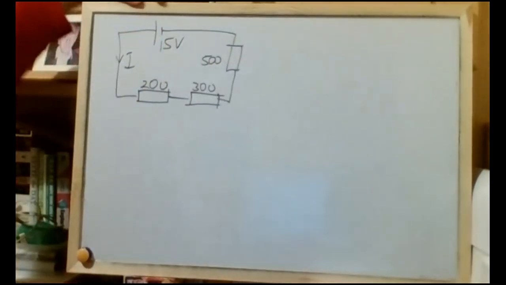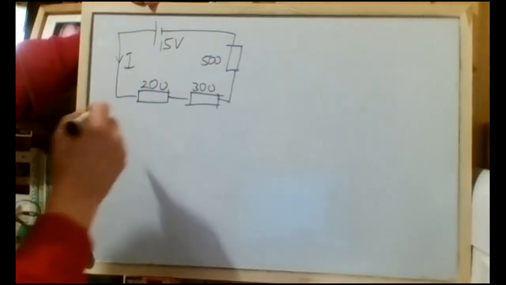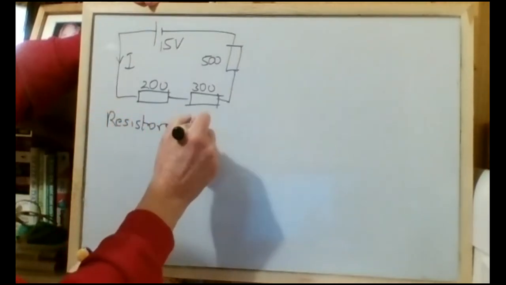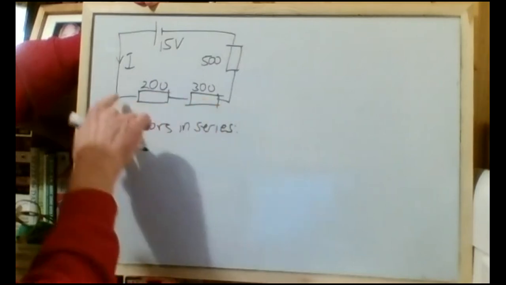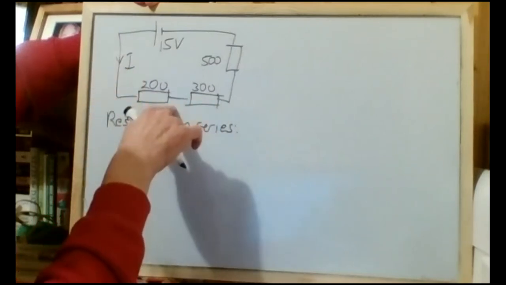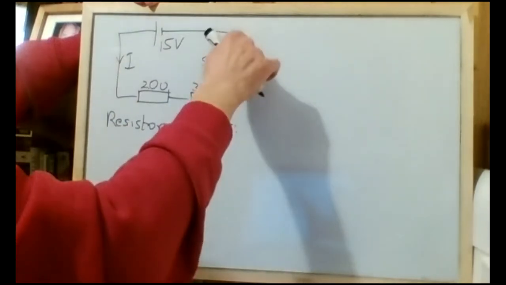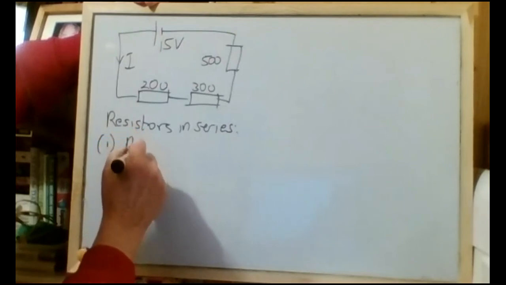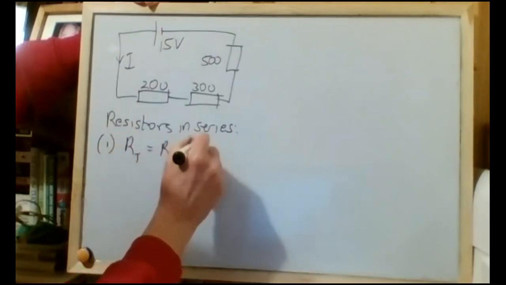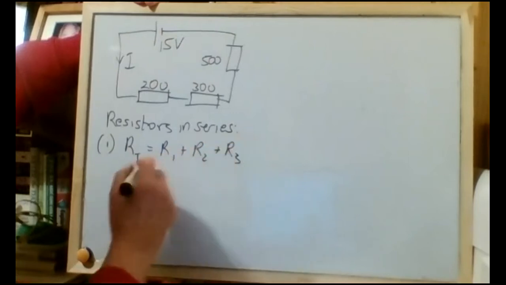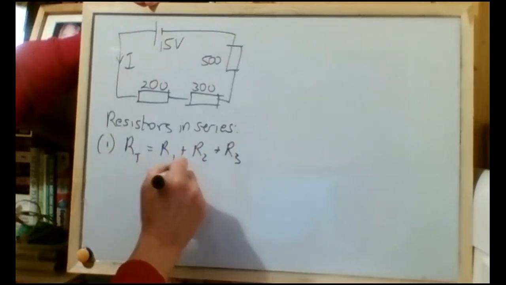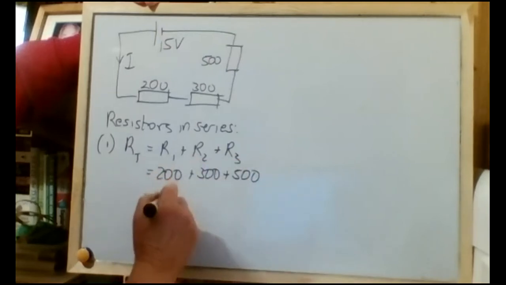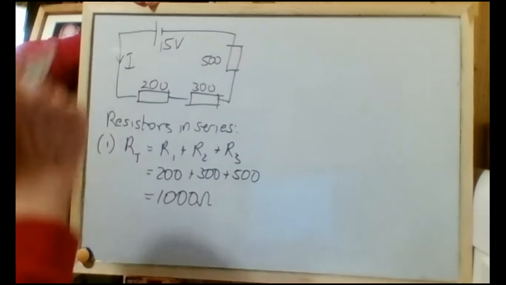Okay, so part one says, what's the total resistance? Well, resistors in series. They're clearly in series. So that current there will go through that resistor, then through that resistor, then through that resistor, and back to the battery. So part one, RT equals R1 plus R2. Now there's three resistors, so you add all three together. So that's 200 plus 300 plus 500, and we get 1,000. Nice even number, 1,000 ohms.